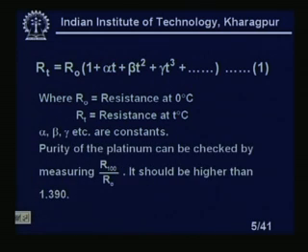Now, the purity of the platinum can be checked by measuring this R100 by R0, because whatever materials you are using for making your resistance thermometry should be pure. Unfortunately, if it is not pure, you will see that it will deviate from the conventional resistance temperature graph, because alpha, beta, all things will change.